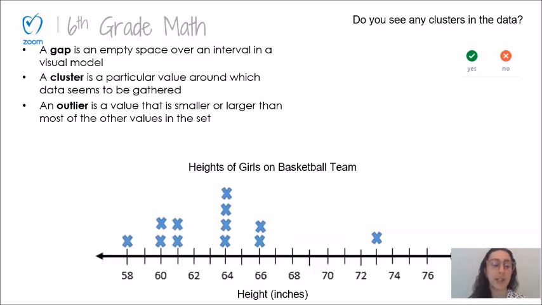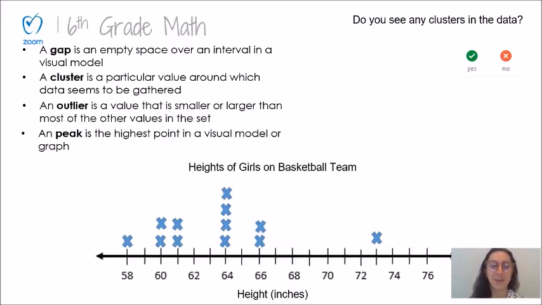Taking a look at our data set, do you see any outliers in our data set? Again, pause the video and you'll vote yes or no in Zoom. Vote. If you voted yes, you were correct. This data point to the right at 73 is an outlier. As you can see, it is further away than most other data points and kind of lies on its own. It is larger than most of the other values in the set, which makes it an outlier.